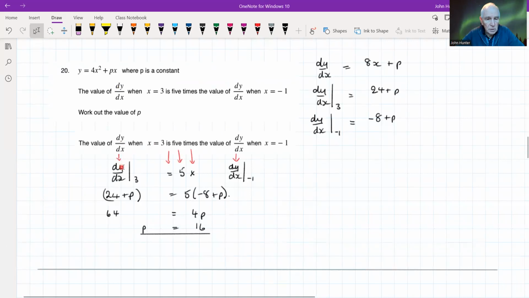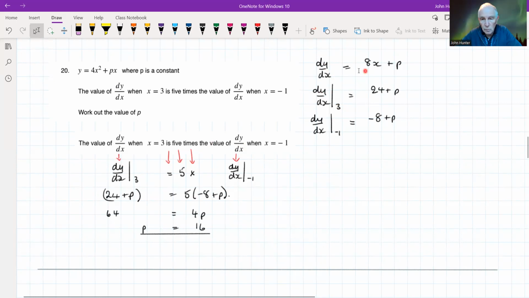The value of dy/dx when x equals 3, that's that, is, what's your equals, 5 times the value of dy/dx when x equals minus 1. Is that okay? So that's your equation, written in mathematical terms as opposed to narrative terms. And in a lot of these problems, it's quite important to be able to spot the equation in narrative terms, so you can then use it like this.